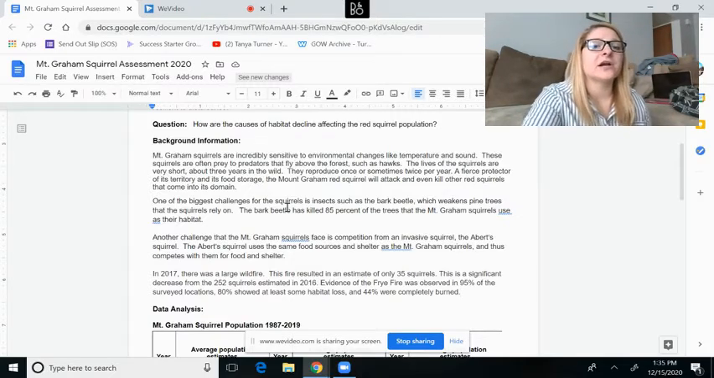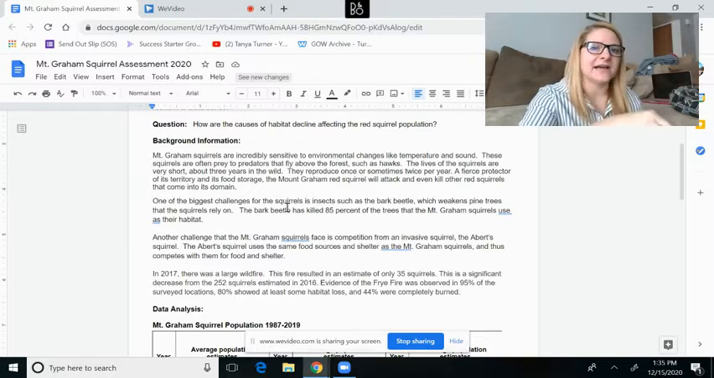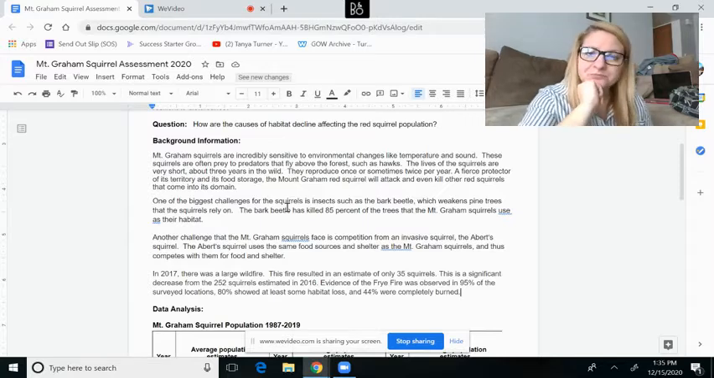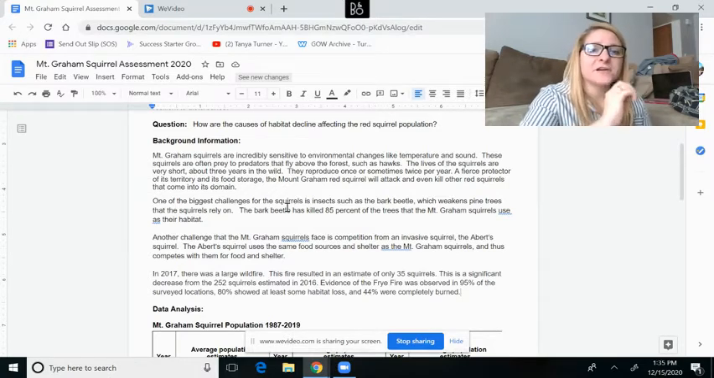So Mount Graham squirrels are incredibly sensitive to environmental changes like temperatures and sound. These squirrels are often prey to predators that fly above the forest, such as hawks. The lives of the squirrels are very short, about 3 years in the wild. They reproduce once or sometimes twice per year. A fierce protector of their territory and its food storage, the Mount Graham red squirrel will attack and even kill other red squirrels that come into its domain.